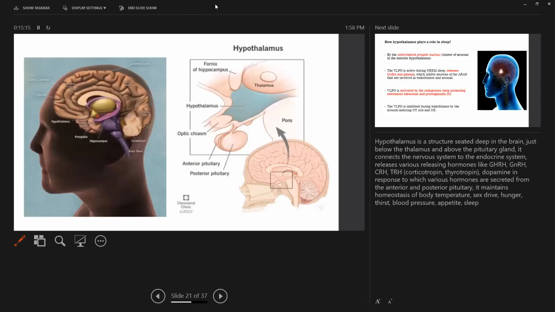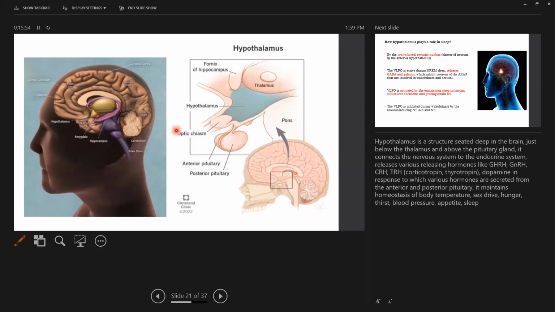First of all, let us look at this picture. We will be reading a bit about the hypothalamus and thalamus, so as to build a concept. Here we have the hypothalamus, and a cut section of this. The hypothalamus lies just below the thalamus and above the pituitary gland. It connects the nervous system to the endocrine system. The hypothalamus releases various releasing hormones like gonadotropin releasing hormone, growth hormone releasing hormone, corticotropin releasing hormone, and thyrotropin releasing hormone.